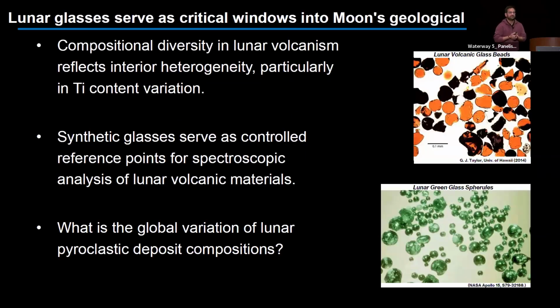So why do we need to study lunar glasses, especially synthetic glasses? Because they serve as a critical time capsule for lunar geological history. Also, their compositional diversity in lunar volcanism, basically the Ti content variation, reflects the interior heterogeneity. It was reported in the literature that there is a Ti content variation among the lunar glasses. Also, synthetic glasses can serve as a control reference point for spectroscopic analysis of lunar volcanic materials. And it can also answer the question: what is the global variation of lunar pyroclastic deposit composition?